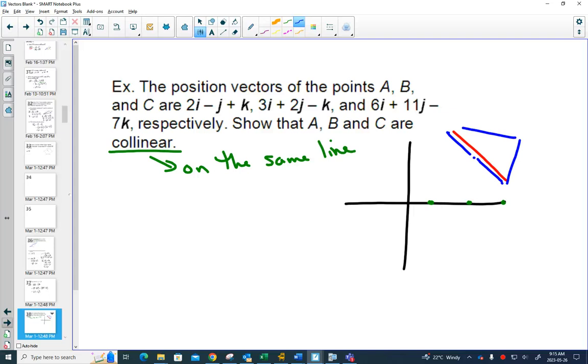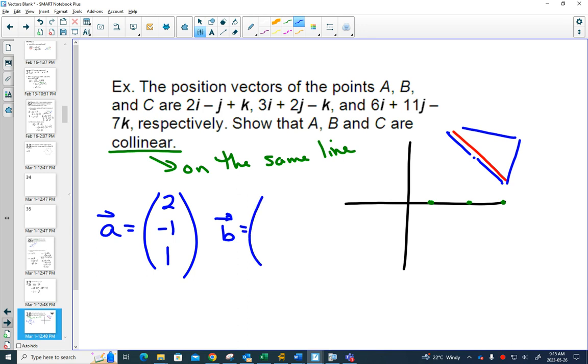Now we're going to do that, but now we have 3-dimensional vectors. We've got vector A. So here's our position vector for A is 2, -1, 1. Our position vector for B is 3, 2, -1. And our position vector for C is 6, 11, and -7.